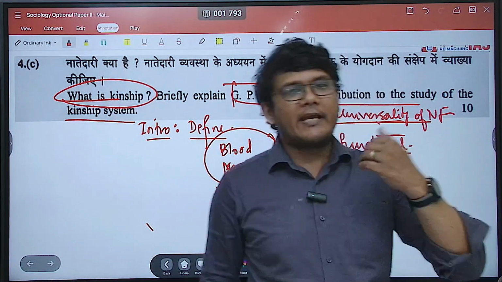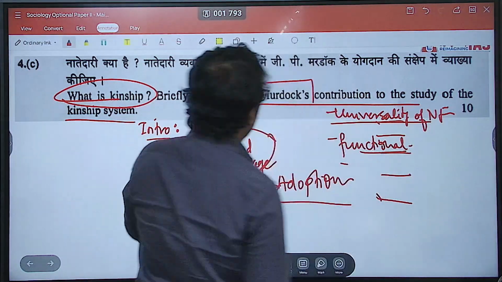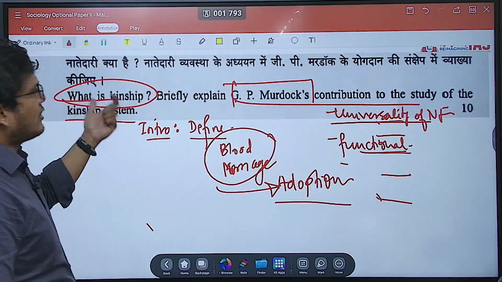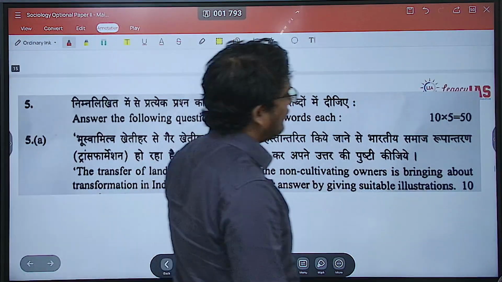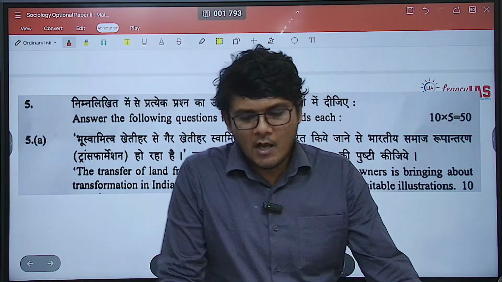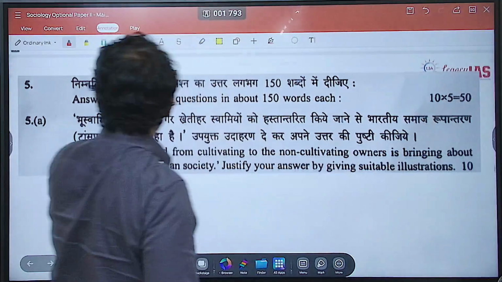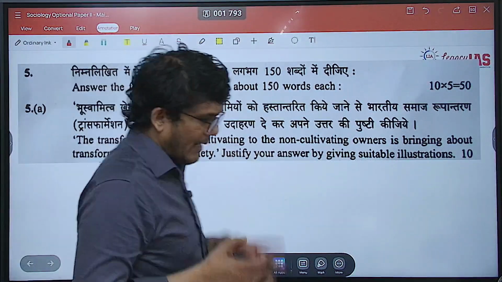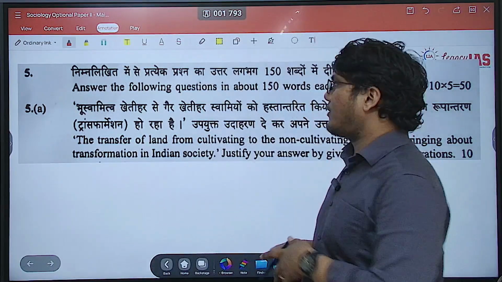whatever the event is, they come together. So these are the things that you are going to mention about his contribution to the study of kinship system. And you add it on a positive note as to how it has given a huge amount of uplift to the study of the kinship system. Moving ahead. So this was section A. Now quite easy on the expected line. Let us now look at section B.